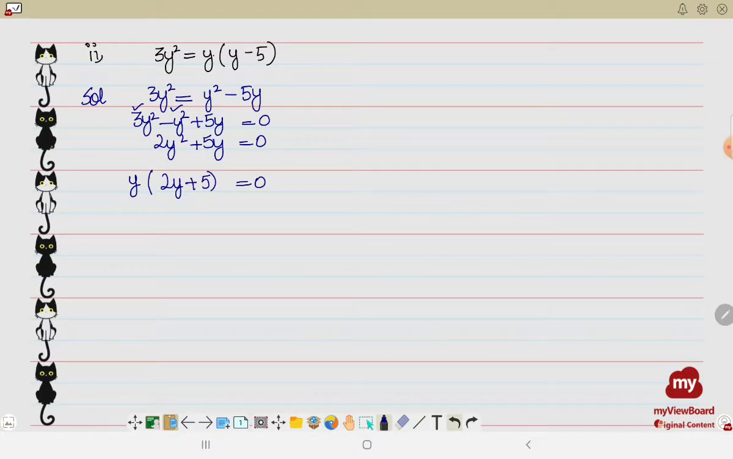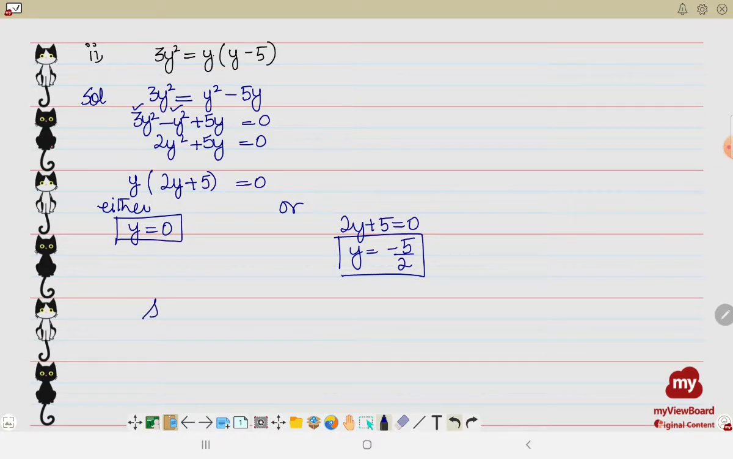Now we got two factors. We'll equate these two factors one by one to 0. So we have y equal to 0 or 2y plus 5 equals 0. So here we have y equal to minus 5 divided by 2. These are the two answers. At the end we have to write down the solution set, which is minus 5 by 2 and 0. This is the answer. I hope you understand the sum.